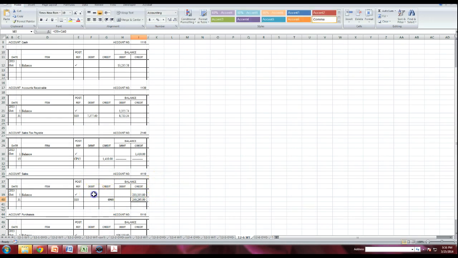Here's our new balance. These cells are kind of ugly. Let's format those and fix them real quick. Okay, so now they look better. It actually looks like currency.